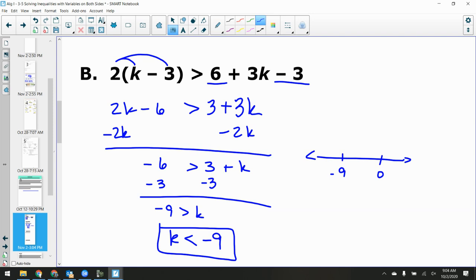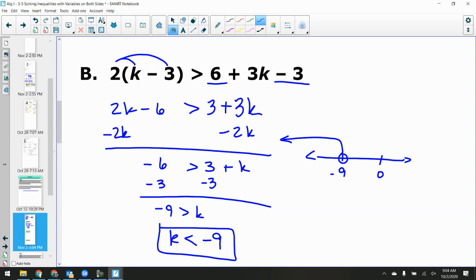Elena, is that going to be an open or closed dot on -9? Open dot. Good. And then Berkeley, is that going to go to the left or to the right? It's going to the left. Good. Okay, Joey, is 0 a solution to this inequality? If I plug in 0, will it be correct? No. Good. It would not be correct because it's not being covered up by the arrow.